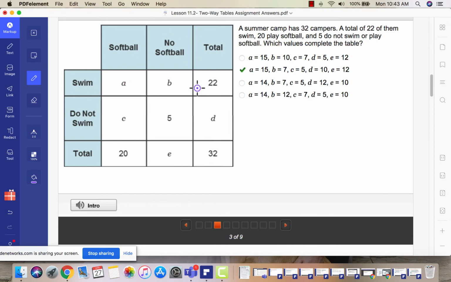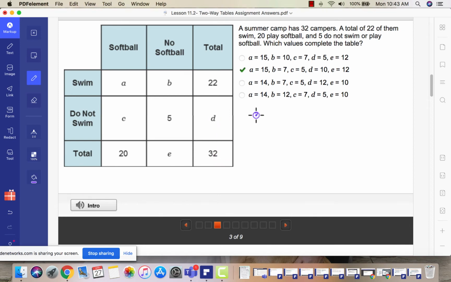Our total for swim is 22. Our total for softball is 20. And we have 5 that do not do either. And our grand total is going to be 32. So now it wants us to determine the other values. So the best way of doing this is to work backwards. You want to look to see which area has the most information. So our grand total here has only one item missing, D.